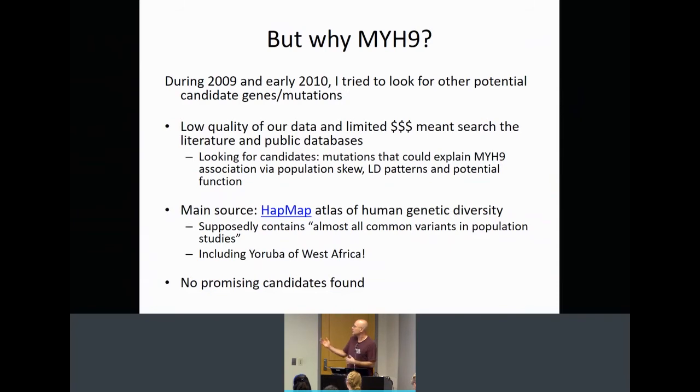But my search of HapMap and other resources found no promising candidates. Yeah. What was the frequency in MYH9? High, like 30-40% in, say, YRI in Africans, and maybe 10-15% in European. There was a major frequency difference, of course, because the allele responsible should have a major frequency difference between the populations, but it was pretty common in Europeans as well.